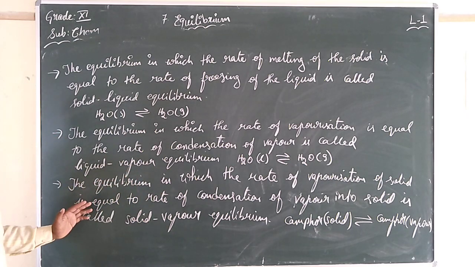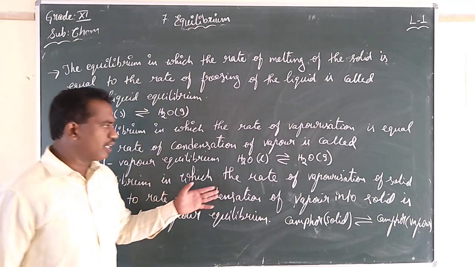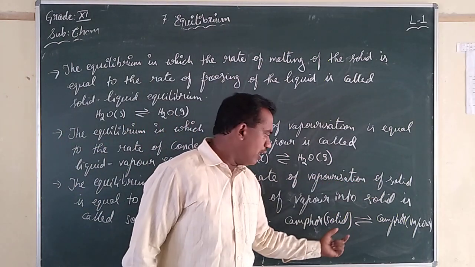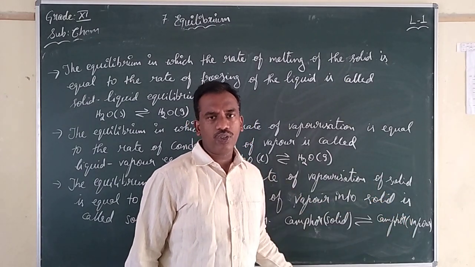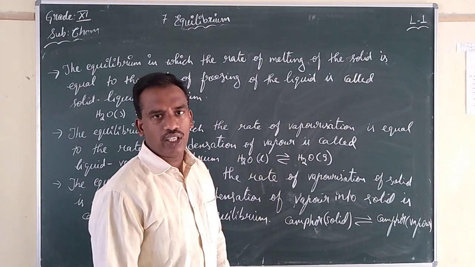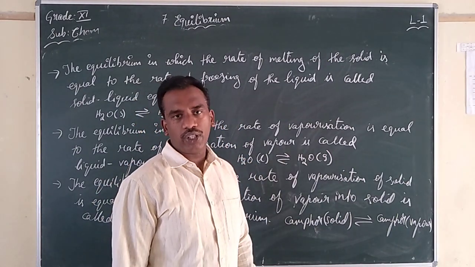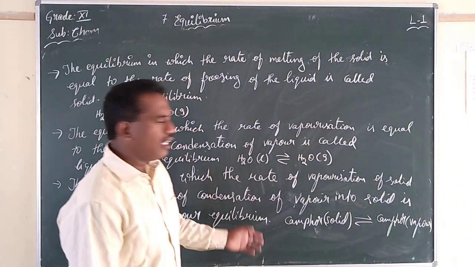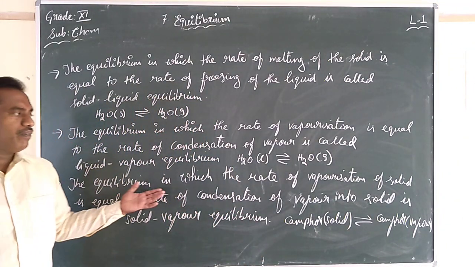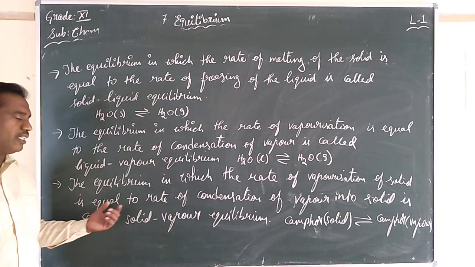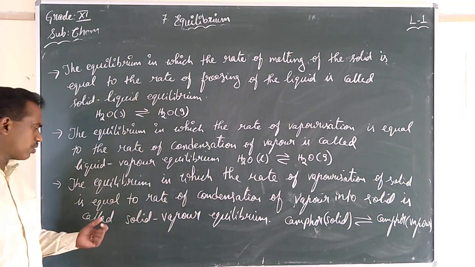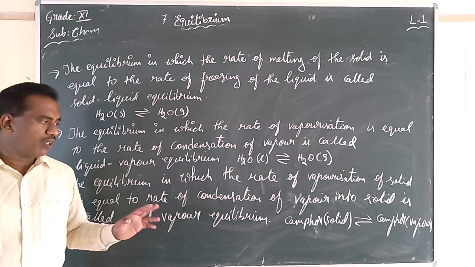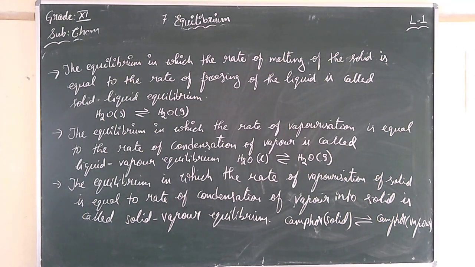What is the third definition, children? The equilibrium in which the rate of vaporization of a solid. We saw camphor changing into gaseous state and the gaseous camphor changing into solid state. You can take even iodine. This is generally called sublimation, is it not? We learned it in 9th standard. Now go to the definition there. The equilibrium in which the rate of vaporization of a solid is equal to the rate of condensation of vapors into solid is called solid vapor equilibrium. So write down these definitions for the physical state of the equilibrium.